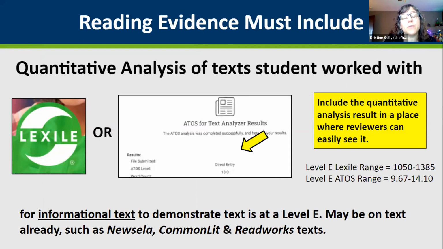That's the computer scored number that demonstrates that, note, it says informational text, that the informational text falls within a Lexile or ATOS range for level E. I put those ranges up there. And you need to include it in a place where reviewers can easily see it. This is an example. Some people just print out the results directly from ATOS or Lexile and include that. That's fine. You can also include it in other places, but you want to make sure reviewers can easily see it. The Lexile and the ATOS are for informational text. And this may be on text that you're using already.